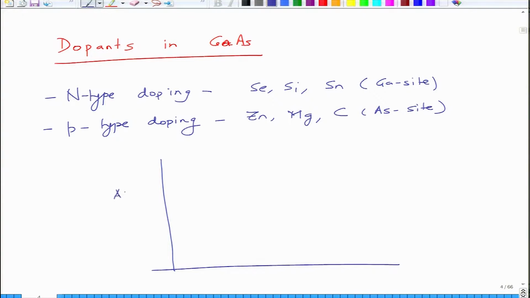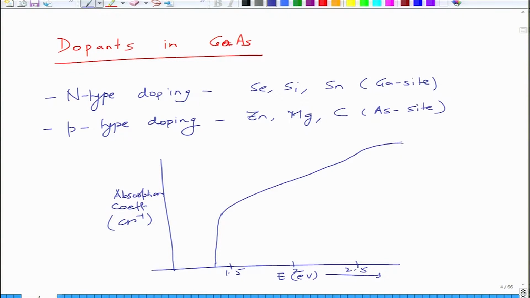Let us say you have absorption coefficient alpha in centimeter inverse, and then energy E in eV. If this axis is 1.5 to 2.5, then gallium arsenide is slightly lower than 1.5. The absorption edge of gallium arsenide will rise like this, and aluminum gallium arsenide will be somewhere here. This would be about 33% aluminum, 0.33 aluminum and 0.67 gallium, and this increases the band gap of gallium arsenide.